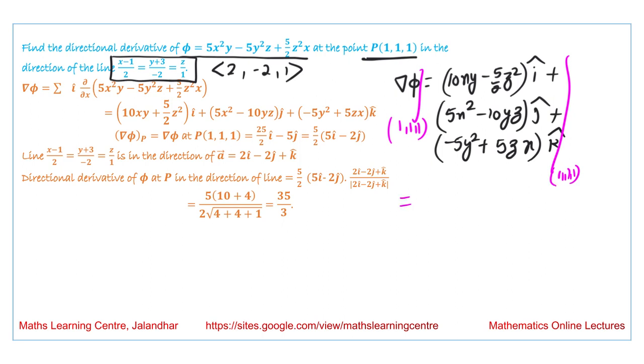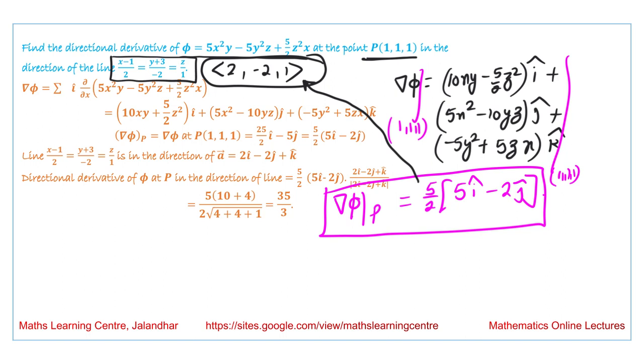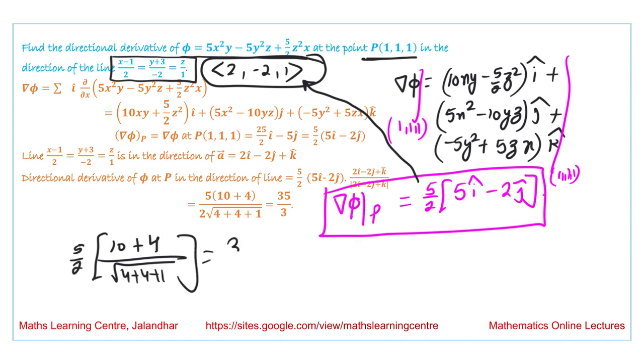So the answer we obtain at this point P is 5 by 2 into 5 i cap minus 2 j cap. This is the value of the gradient of phi at the point P. Now we want to calculate the projection along this direction. The answer is 5 by 2 into, when we do the dot product, 10 plus 4, divided by square root of 4 plus 4 plus 1. So the answer we obtain is 35 by 3. So this is the directional derivative that we have.